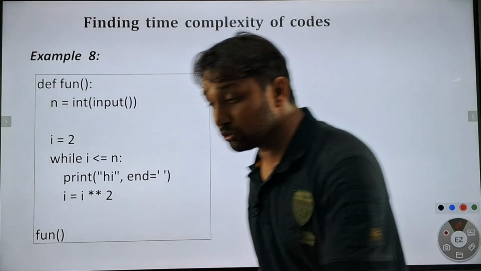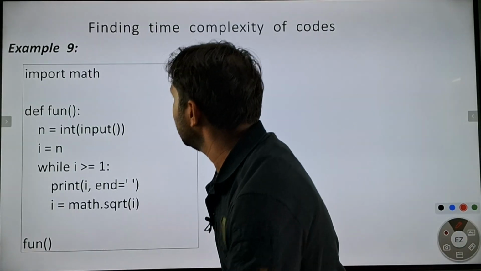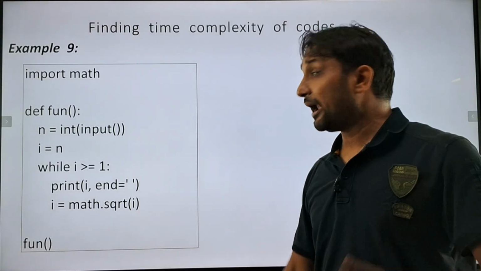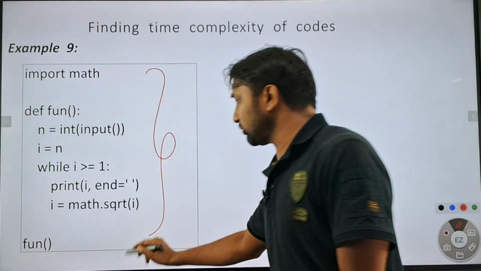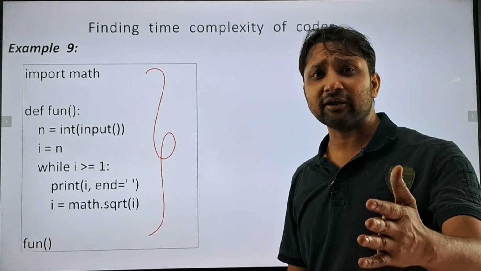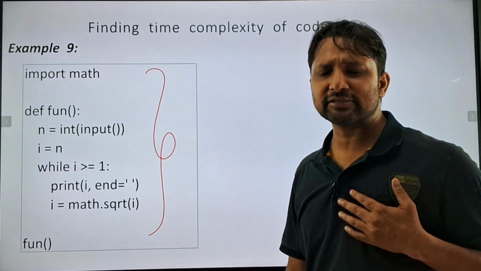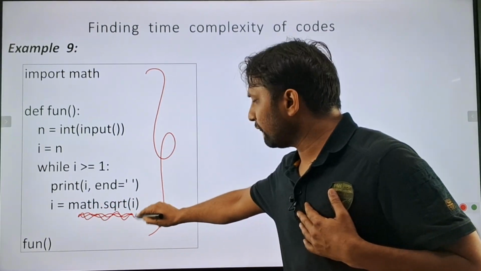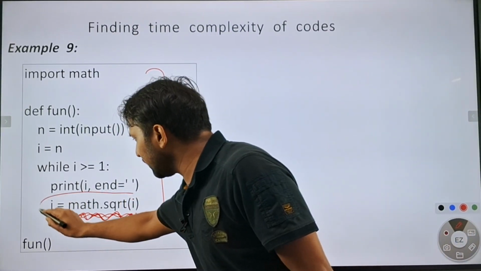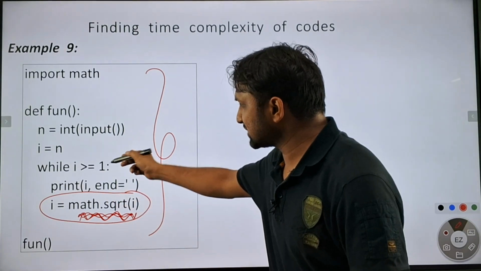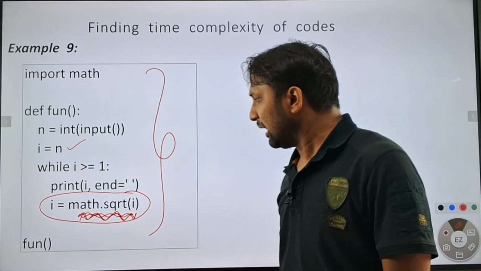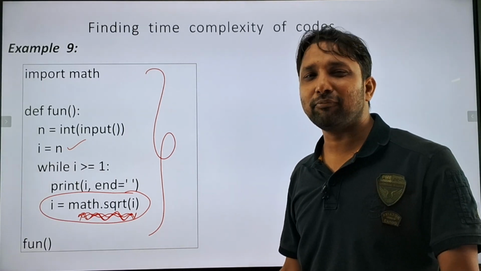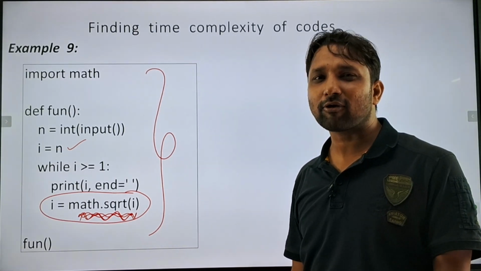Now let's move on to the next example, the 9th one. You can close your eyes and tell me what is the time complexity of this. Keep your hand on your heart and say that, sir, you told us whenever we are taking the square root, we are updating the I value, decrementing in this case, starting from n going to 1. We are updating the I value by square root, so the time complexity will be log of log n.